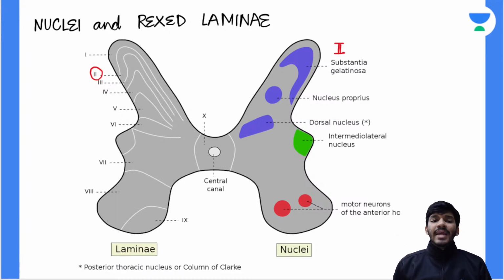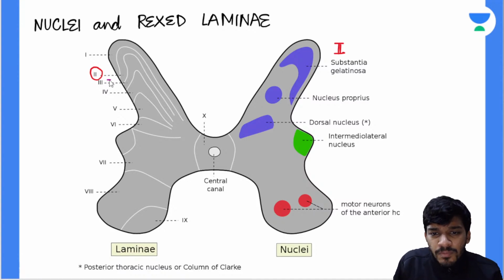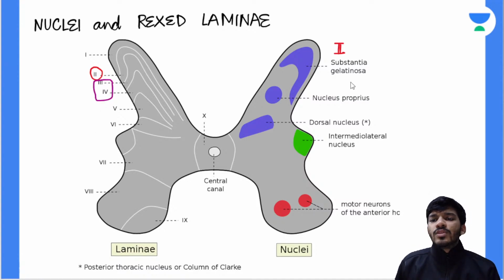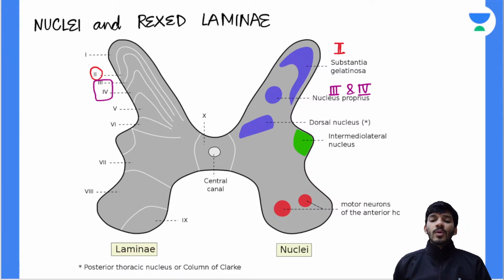Then Rexed laminae number 3 and 4 have something called the nucleus proprius. You can make out here that this is Rexed lamina 3 and 4. The nucleus related to them is called the nucleus proprius. As it has the word proprius, it is of course related to proprioception. Is it related to proprioception? No. It is related to the ventral and lateral spinothalamic tracts. I will tell you later on what they are responsible for.